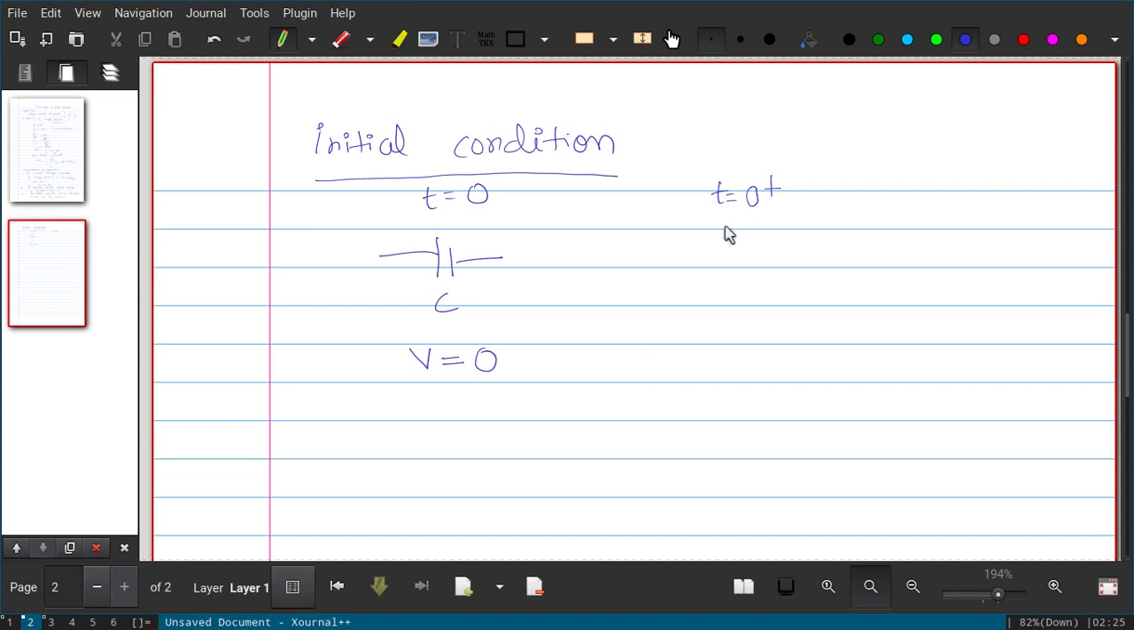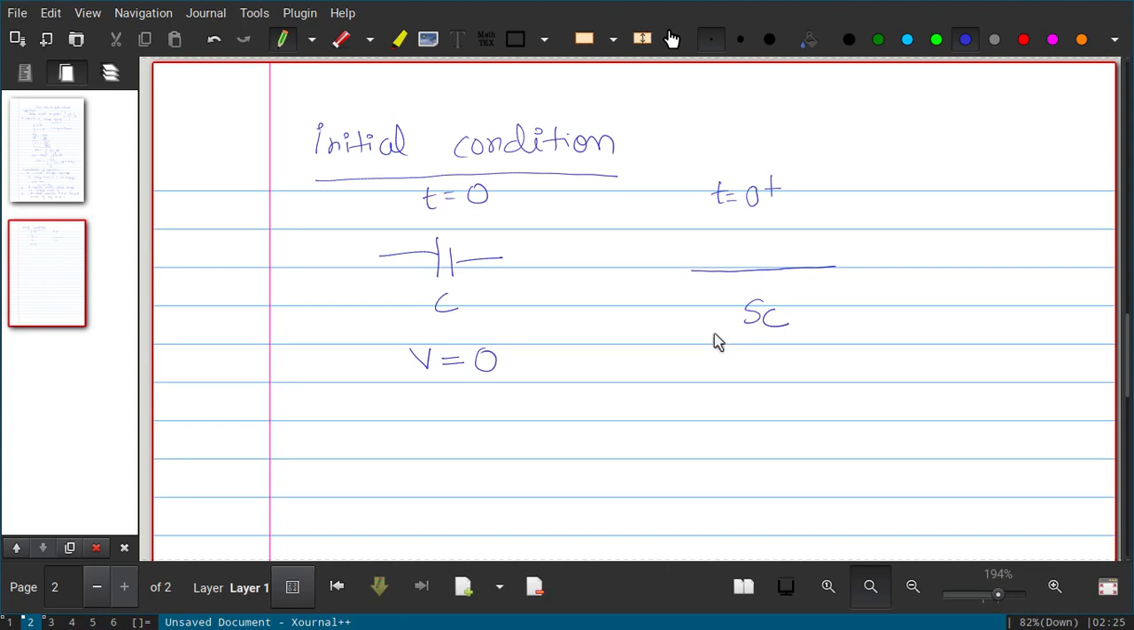So t equal to 0 plus means it is the moment just soon after t equal to 0. What will happen? The capacitor voltage will not change because it resists abrupt change. How to represent now? This initial voltage is 0, so the voltage equal to 0 continues. How to represent that 0 voltage? It can be represented as a short circuit.